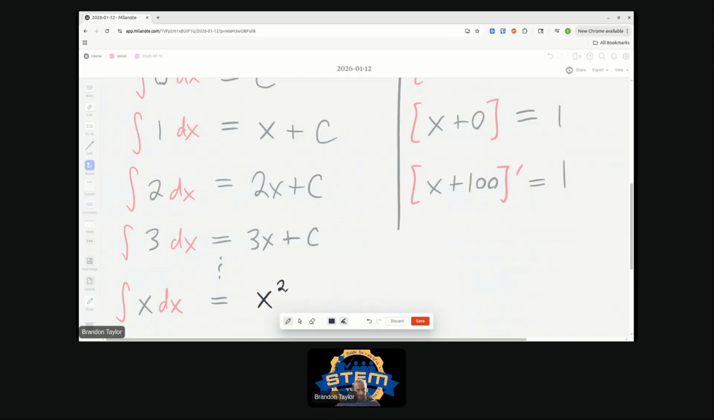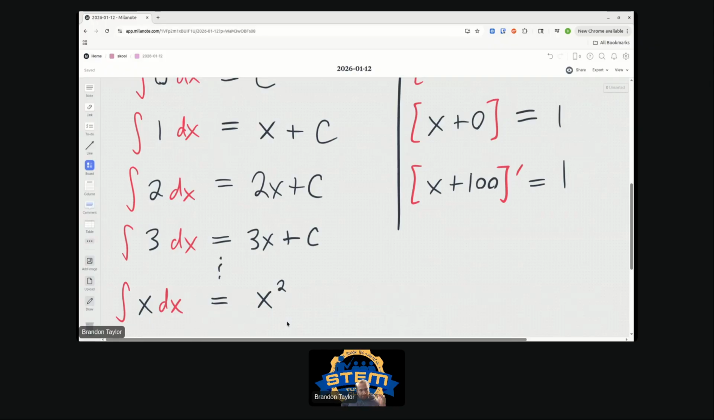Because the derivative of x squared is 2x. With the normal power rule that we're used to, every time you take the derivative, you bring a power out front and then you subtract 1 from the power. So for example, if you take the derivative of x cubed, it will be 3x squared. If you take the derivative of x squared, it will be 2x. If you take the derivative of x, like we said before, it'll be 1.